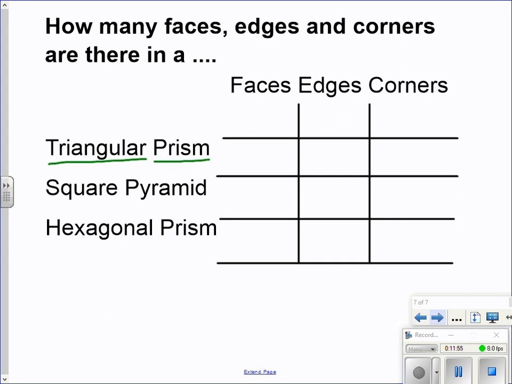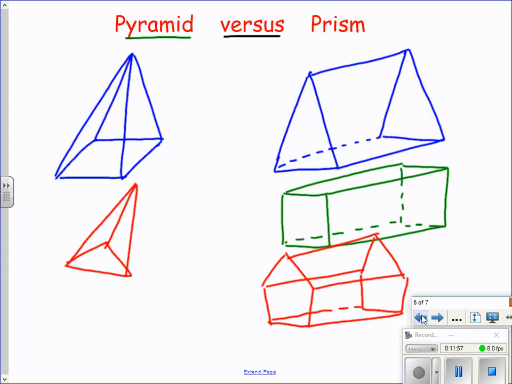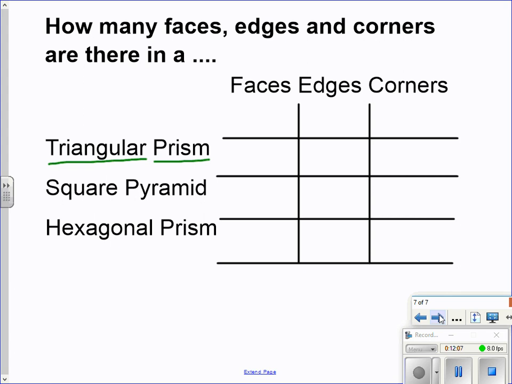Let me just go back and have a quick peek at this. All right, a pyramid has a point at the top, and a prism doesn't. Okay, let's see here. A triangular prism, faces. Let me think about this. Triangular prism. It's got a front and a back.